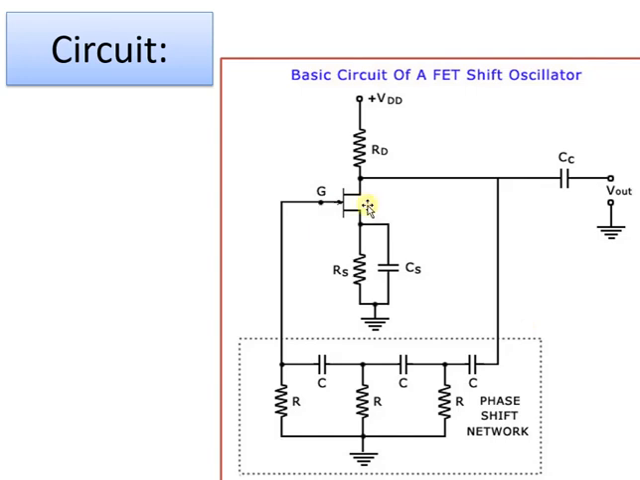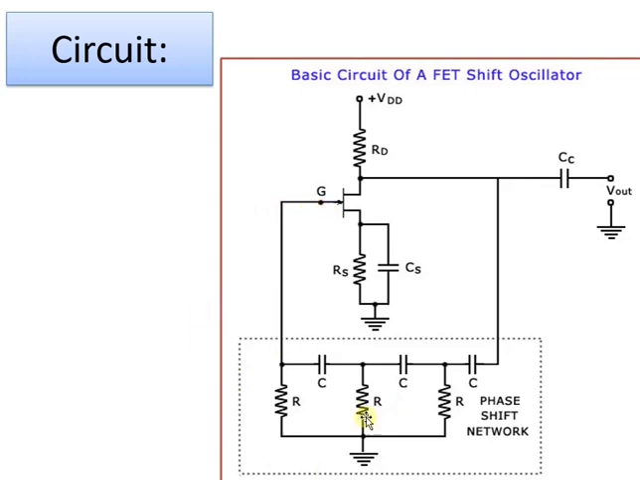If the loading of the phase shift network on the amplifier can be assumed to be negligible, a phase shift of 180 degrees between the amplified output voltage V out, that is this voltage, and the input voltage V in at the gate is produced by the amplifier itself.